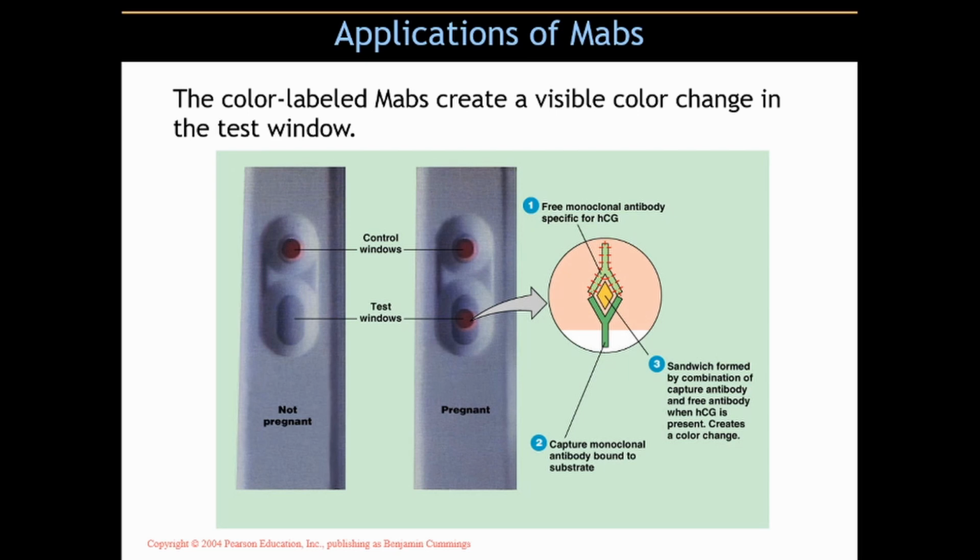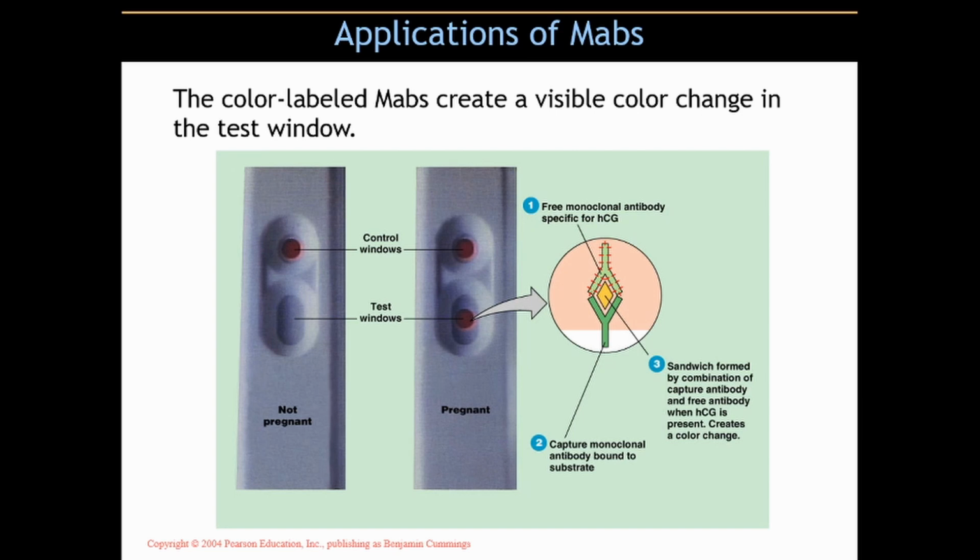And if HCG is present, the HCG will be picked up by the free mAb, the one that's floating around, and they will then join to the capture mAb, the one that's rooted into the substrate, and they will form a sandwich. And as a result of this, a chemical reaction occurs through the use of enzymes, those magical proteins, and it creates a color change.